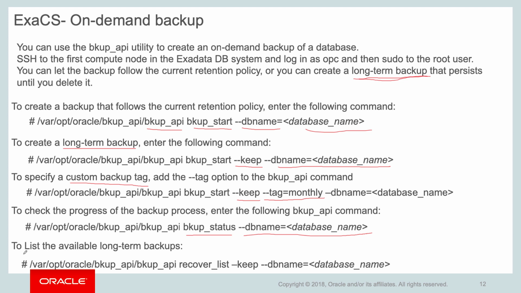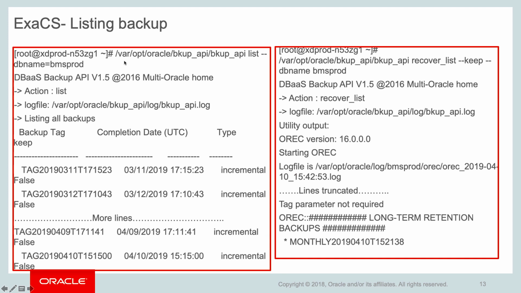If you want to list the available long-term backups, the command is a little different here. You can use backup API, then recover list --keep --database name, followed by a database name. It is going to display all the available long-term backups within the Exacs system. So just a few examples here.